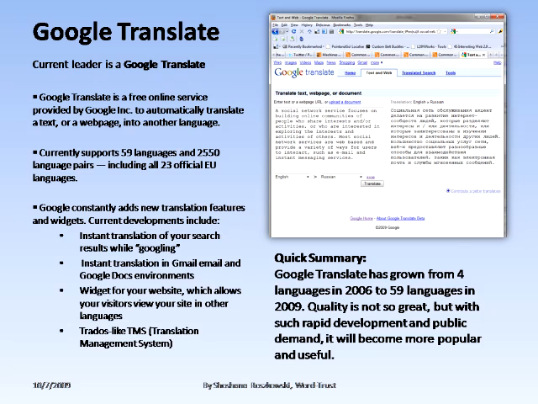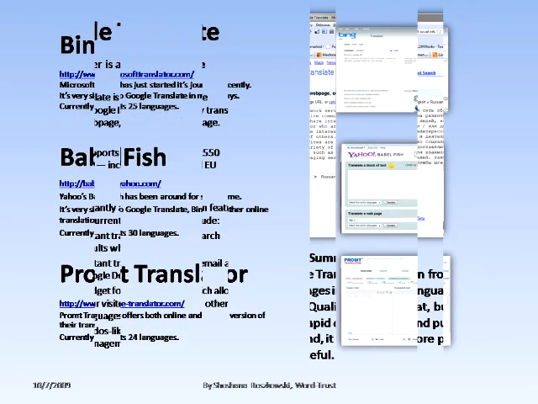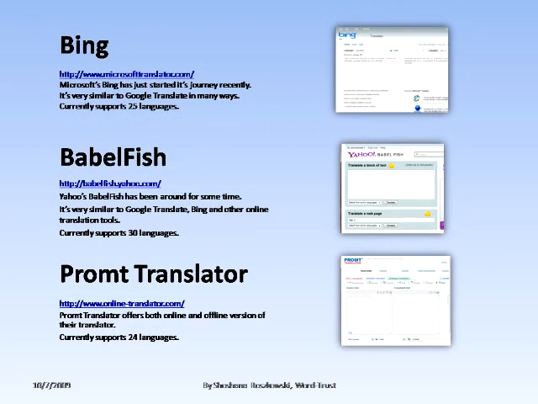So to give a quick summary of what we just spoke about: Google Translate has grown from 4 languages in 2006 to 59 languages in 2009. That is a huge jump and very rapid development. Quality is not so great, but I believe with such rapid development and public demand, it will become more popular and much more useful in the next few years. There are other translation tools very similar to Google Translate. There are plenty of them.